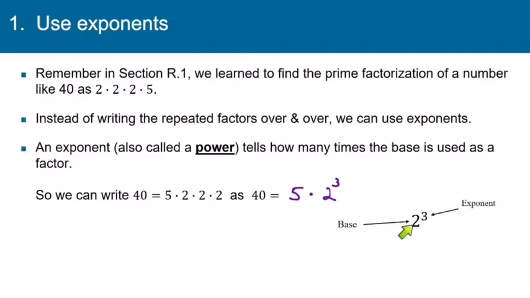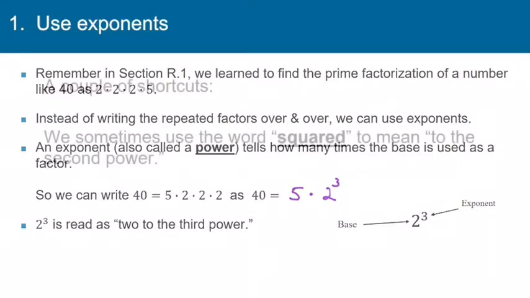The number that is in large type, that is the factor that's being repeated, that number is called the base. And the exponent, which is in superscript type, is the number that tells how many times that factor gets repeated. So 2 times 2 times 2 would be read as 2 to the third power.